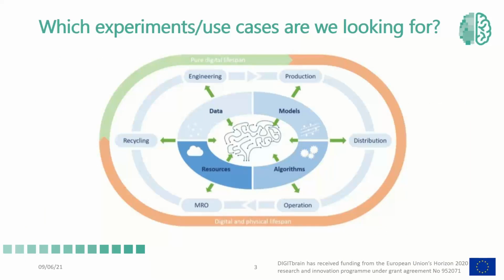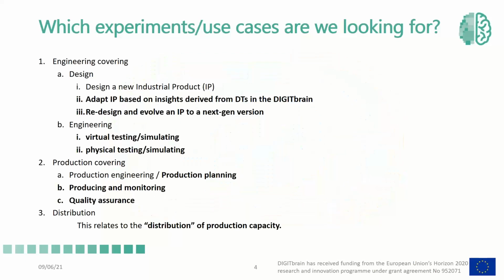So here you see in the center those assets, data, models and algorithms. We also have resources there, and around that you see the different stages of the product life cycle. So a life cycle also of a manufacturing machine. Of course, it has to be designed and engineered, produced, distributed. It comes into operation. It may undergo maintenance, repair, and overhaul. And finally, it has to be recycled somehow. And so your experiment can address any of those phases, or maybe more than one. So that's up to you how you design it.